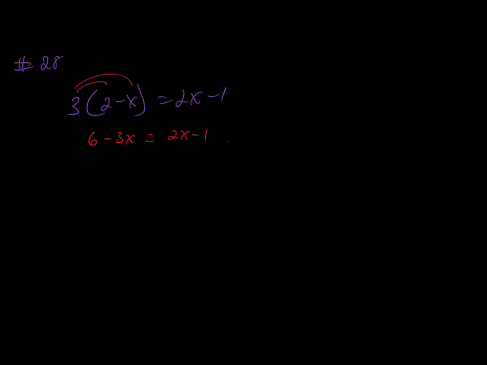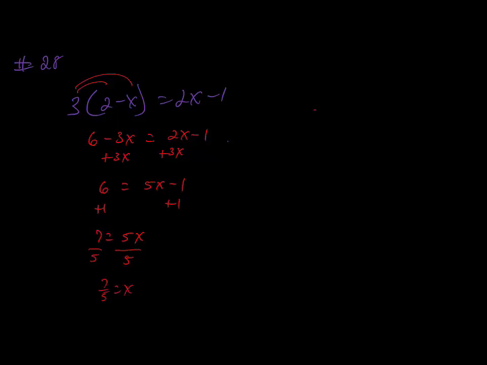Now I have a negative 3x, so I'm just going to go ahead and add 3x to both sides. And so I get 6 is equal to 5x minus 1. And then here I can add 1, which will give me 7 is equal to 5x. And just like the first one, we can go ahead and divide both sides by 5. So we get 7/5 is equal to x.